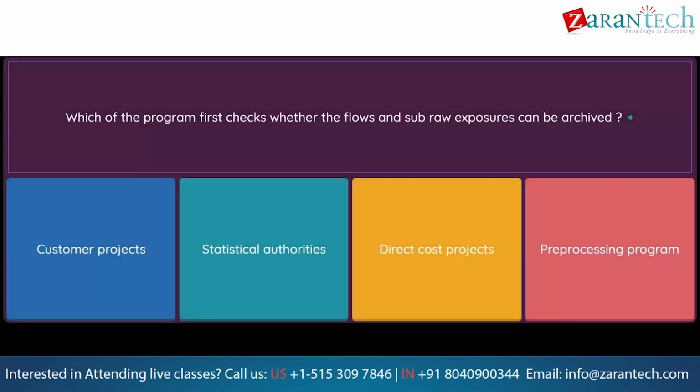Question: which of the program first checks whether the flows and sub-raw exposures can be archived? Option 1 customer projects. Option 2 statistical authorities. Option 3 direct cost projects. Option 4 pre-processing program.